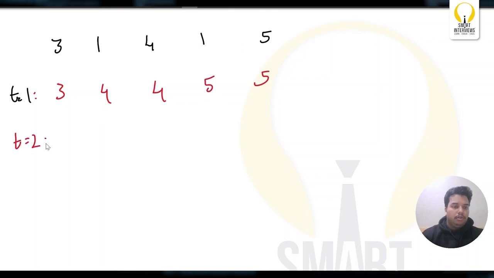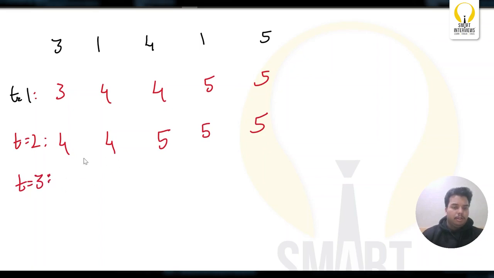At t equal to 2, 3 will be here. Okay, you need to compare. Is 3 less than 4? Yes. 4 will come here. Is 4 less than 4? No. Is 4 less than 5? Yes. Is 5 less than 5? No. Then t equal to 3.